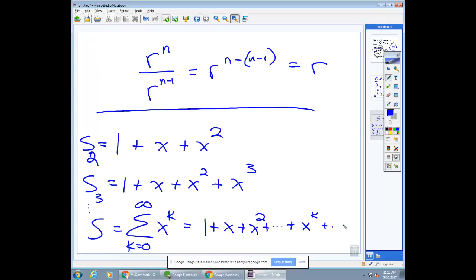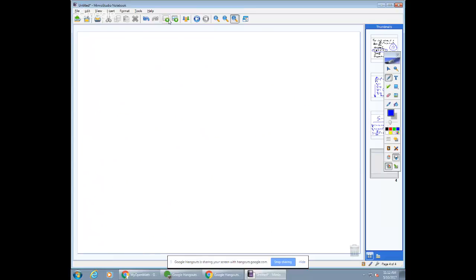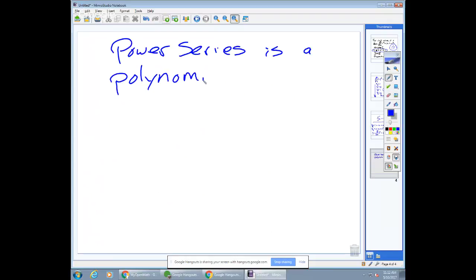Once I go forever, it's no longer a polynomial. Polynomials are finite things in terms of the number of terms they can have, right? Because we classify polynomials by degree. This is a polynomial of second degree. This is a polynomial of third degree. Big question, can we have a polynomial of infinite degree? And it turns out we can, and they're called power series. So a power series is a polynomial of infinite degree.